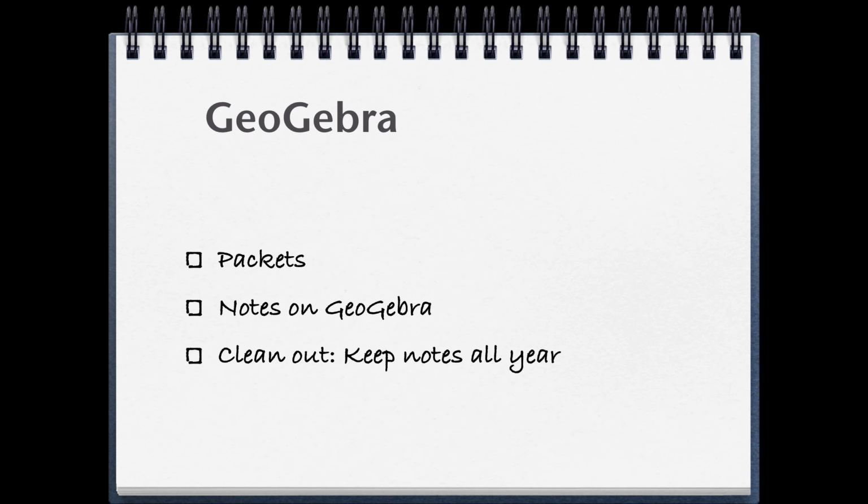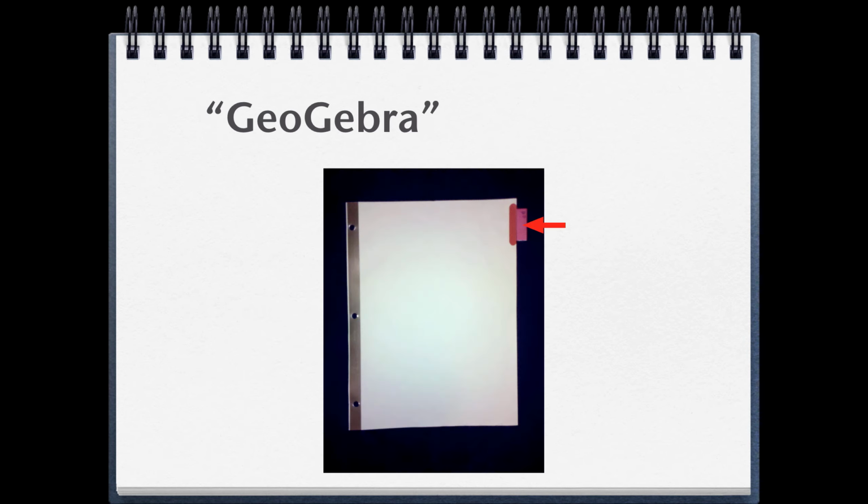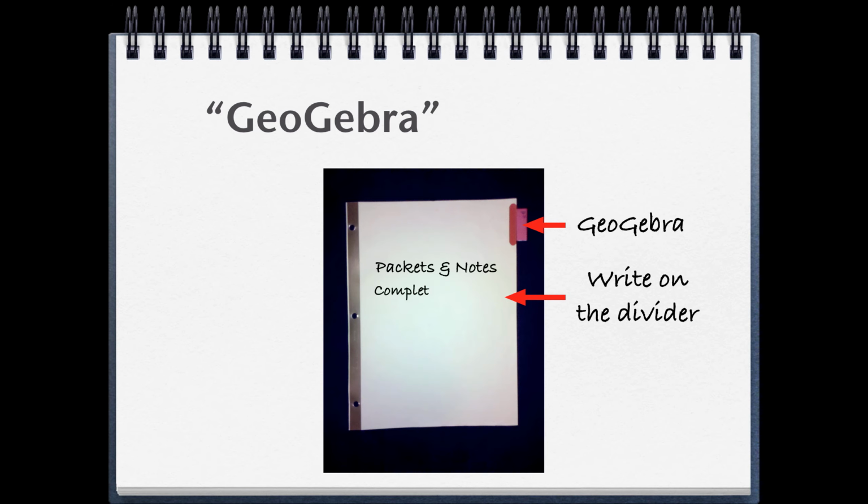I'd like you to have a tab for GeoGebra, which is the geometry and algebra software that we'll be using. There may be some packets. You may also be taking notes on how to use GeoGebra and have some printed examples. There also may be some assignments that you're going to put into this tab. I'd like you to keep all of the things in this tab all year. There won't be too many of them, so that will not clutter up your binder. And so I'd like you to write GeoGebra on the tab, and on the divider write packets and notes, completed packets, newest on top, and keep all year.